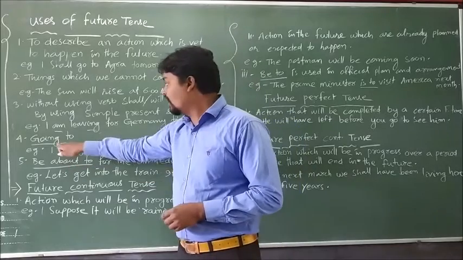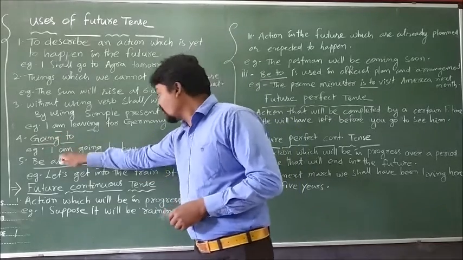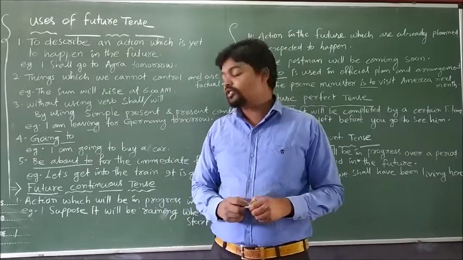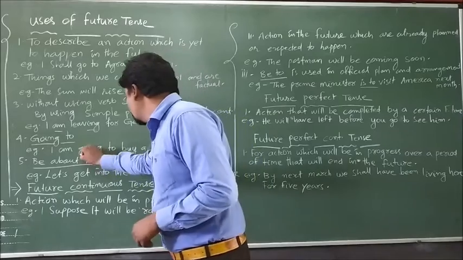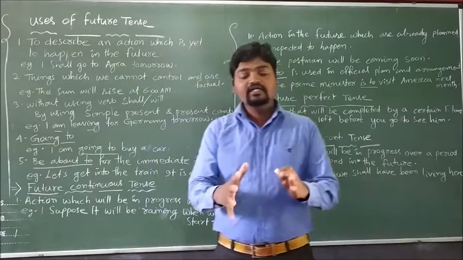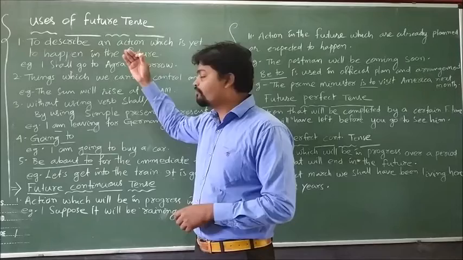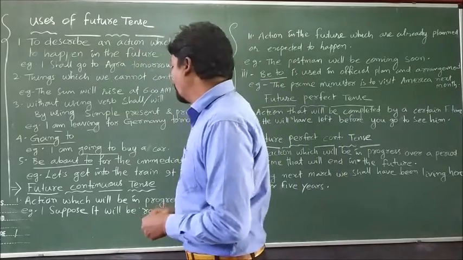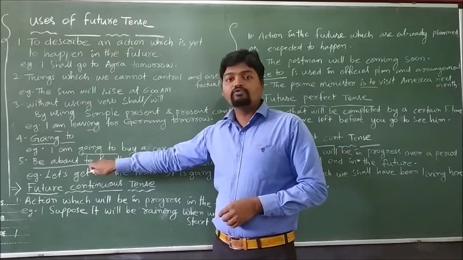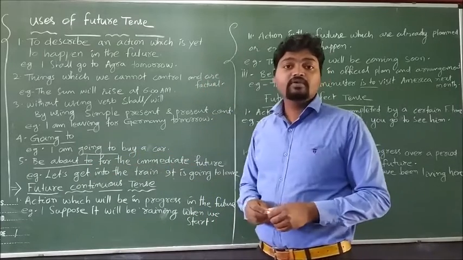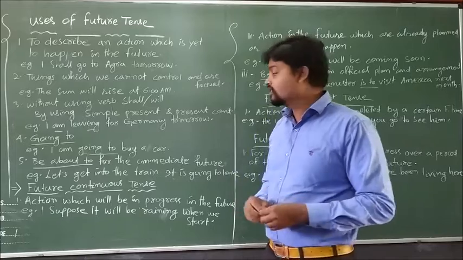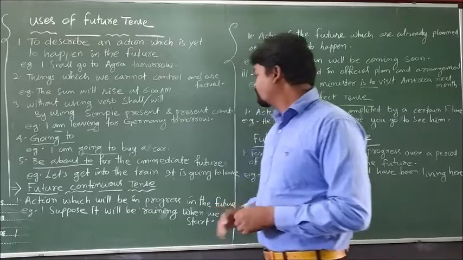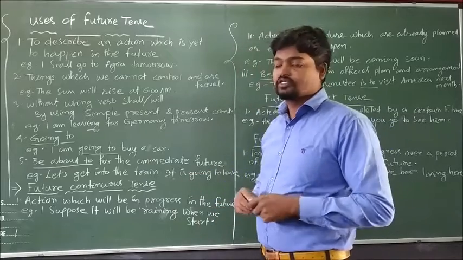So in that sense, how do you have to use going to? I am going to buy a car. So that is why I am selling my motorbike. So we are using going to and making the sentence, what sentence? Simple future tense, right? Next, be about to. By using be about to, we can make simple future tense, for the immediate future.